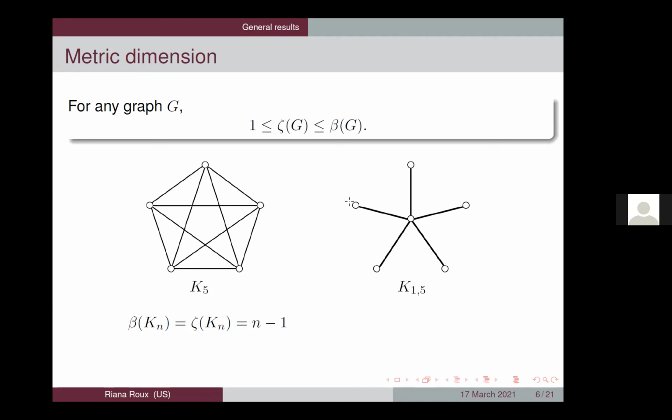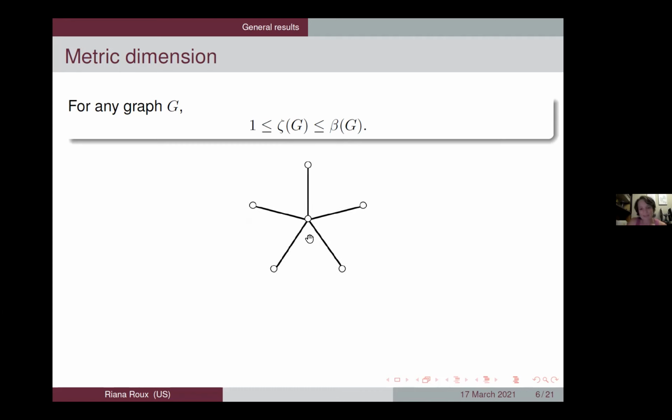If there's a follow-up question, I can now see the chat, so I'll keep an eye on that as well. Okay, so now the second thing that I want to explain to you is that the difference between these 2 parameters can be as large as you want it to be. And we'll do that with a star. Now for a star, firstly, if we want to consider the metric dimension of a star, if I choose the center vertex of the star, then everything else will be the same distance away from that center.